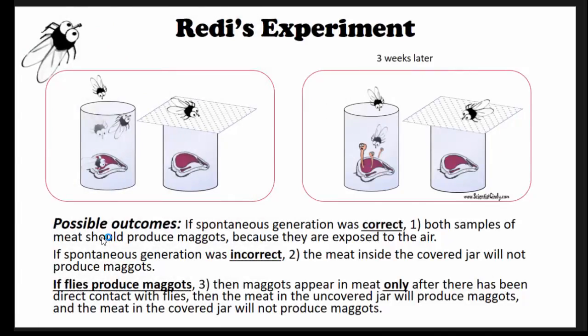Possible outcomes. If spontaneous generation was correct, then both samples of meat should produce maggots because they are both exposed to the air. If spontaneous generation was incorrect, the meat inside the covered jar will not produce maggots. If flies produce maggots, then maggots will appear in meat only after there has been direct contact with flies.